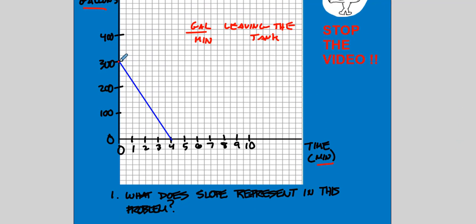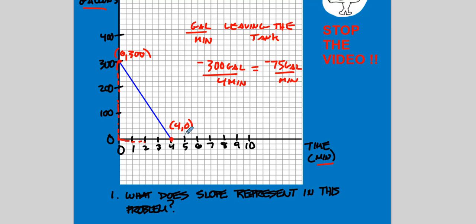Okay. So the second question is, how fast is the water draining from the tank? Well, the easiest way is to take that point and that point, which we can clearly see. This is 0, 300. This is 4, 0. So you can just draw a slope triangle. That's negative 300 gallons per 4 minutes. Well, 4 goes into 300 75 times, so that's negative 75 gallons per minute.